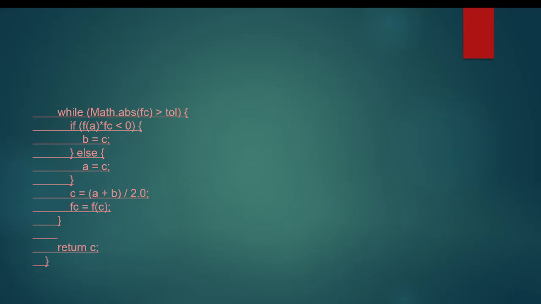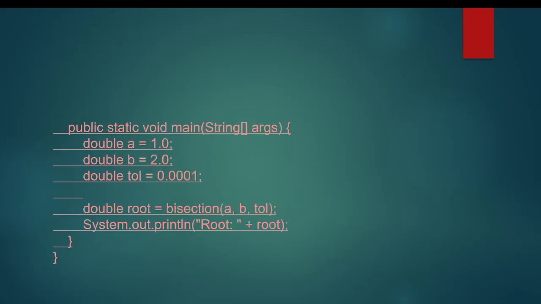Using the Java code, as said in the definition, the f of c value is compared with f of a and f of b, and which side of the interval contains the maximum is evaluated using the bisection method. Here values are taken like 1 and 2, and the bisection method is solved using this code.